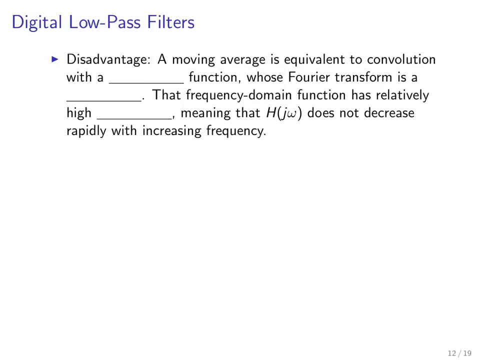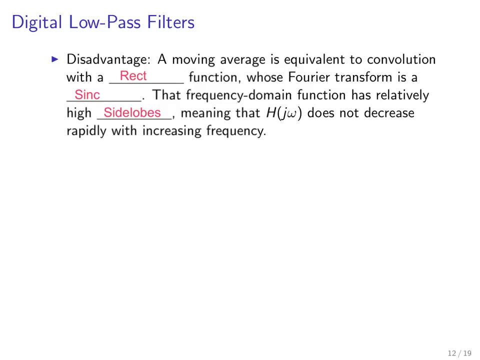Okay, and the reason, theoretically, why this transition is so bad is that a moving average operation is equivalent to convolving an input signal with a rect function whose Fourier transform is a sinc. The Fourier transform of a rect is a sinc. Now that frequency domain function has relatively high side lobes next to the main lobe corresponding to the pass band.